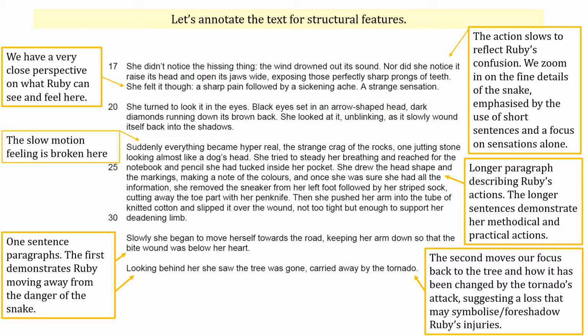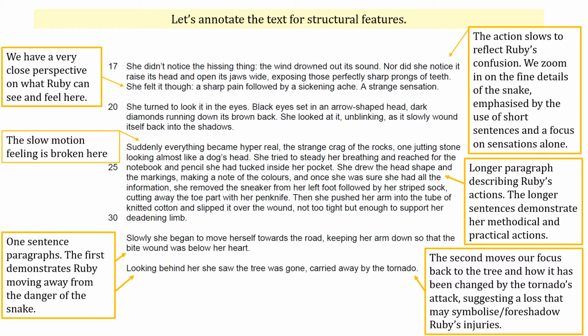The slow motion is broken in paragraph 6, when suddenly everything becomes hyper-real and the pace picks up again. And this longer paragraph describes Ruby's actions. The longer sentences demonstrate her methodical and practical actions, and we are very impressed as a reader by that. The fact that "I'd lie down in a cave", we've talked about this before, but Ruby very much just gets on with it. Towards the end of this section, you get these one sentence paragraphs.